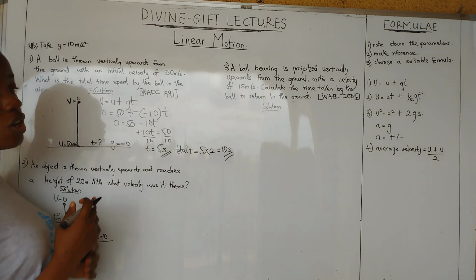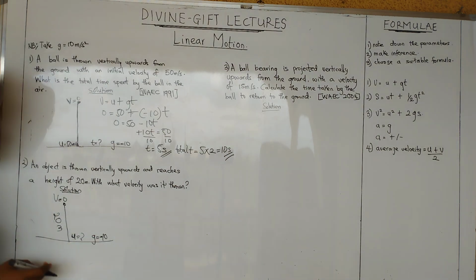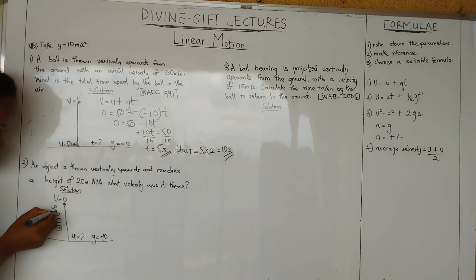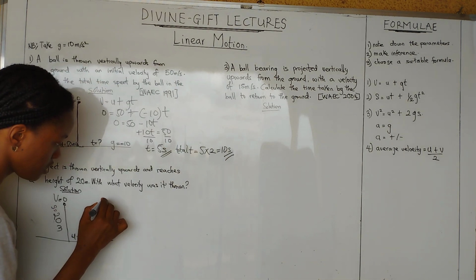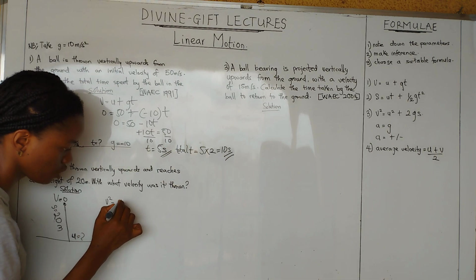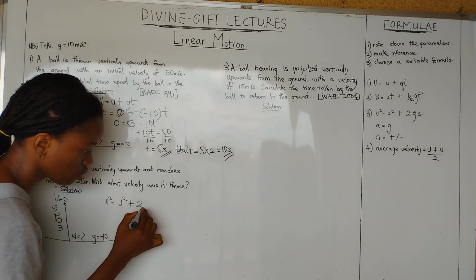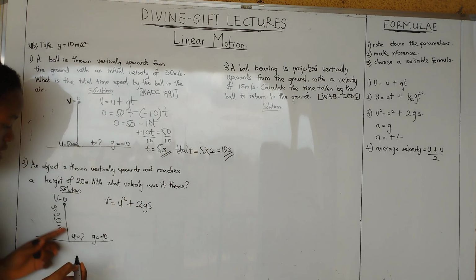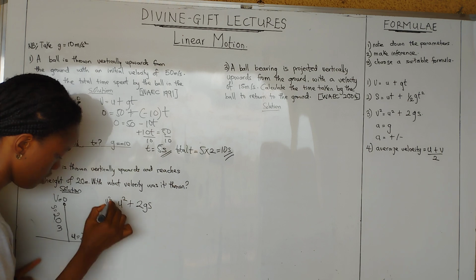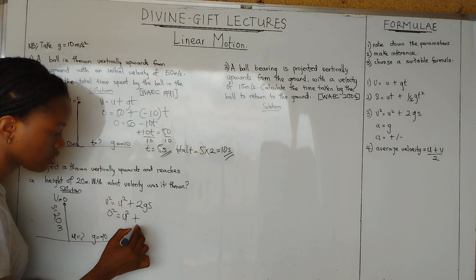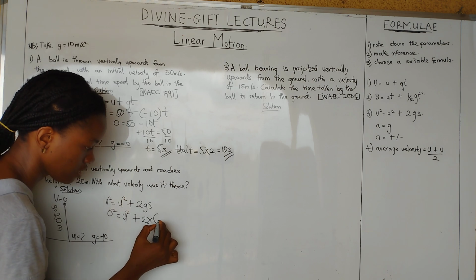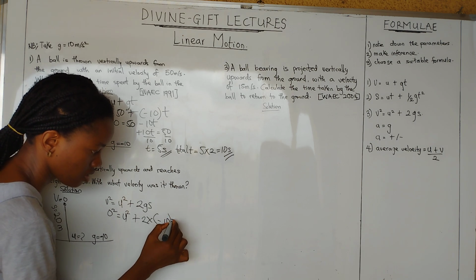So we've put down the parameters, we've made the inference. Now it's time to choose a suitable formula. What formula has v, u, g, and s? That is the third formula. So we're going to make use of that. v squared is equal to u squared plus 2gs. v squared is equal to 0 squared. u squared, we don't know that. That's what we are looking for. Plus 2 times minus 10 times 20.